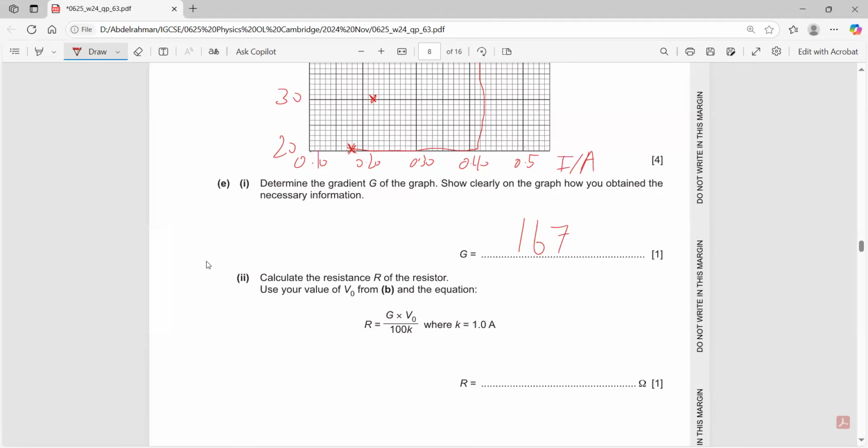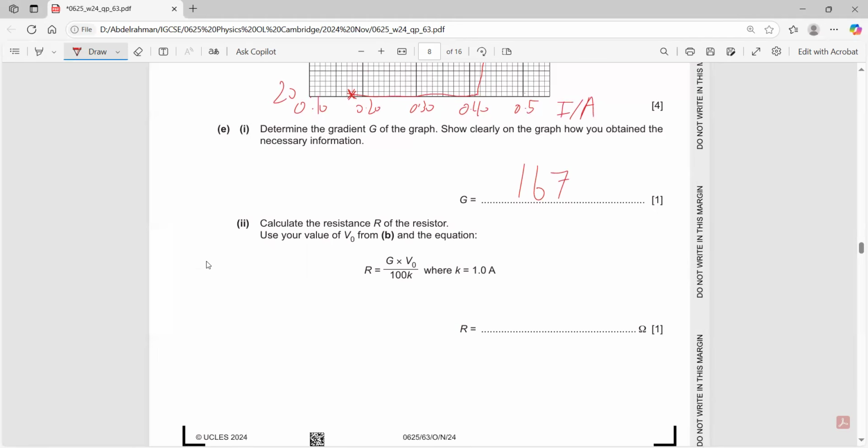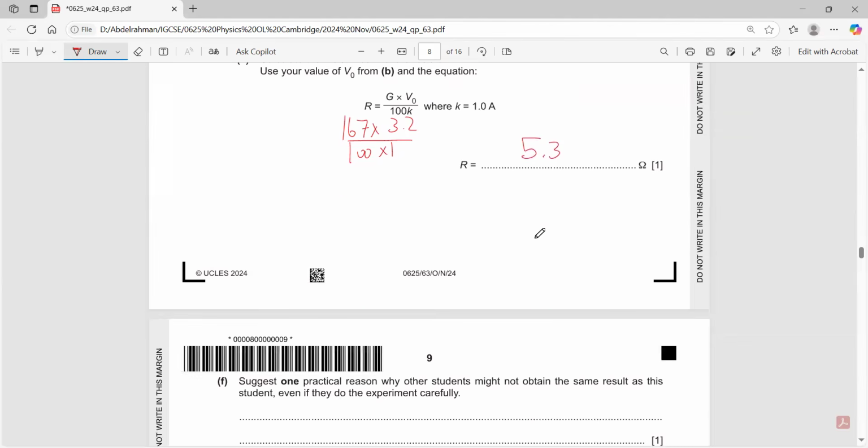Can I find the resistance using this equation? Okay, so G, the gradient, 167 times V naught, which was 3.2, divided by 100, times K, which is 1. 167 times 3.2 divided by 100 is 5.3. Okay, 5.3, and do not forget the unit, which is ohms. The unit is already written.